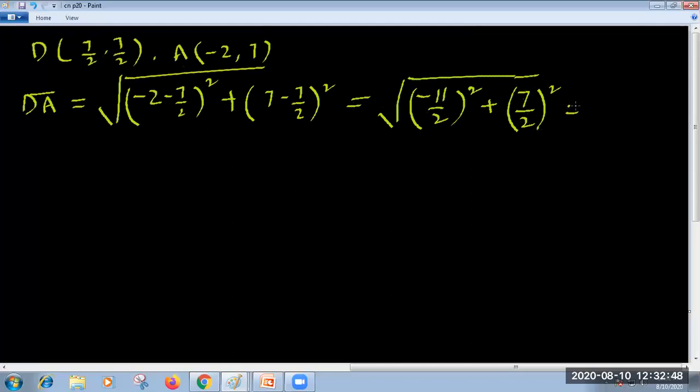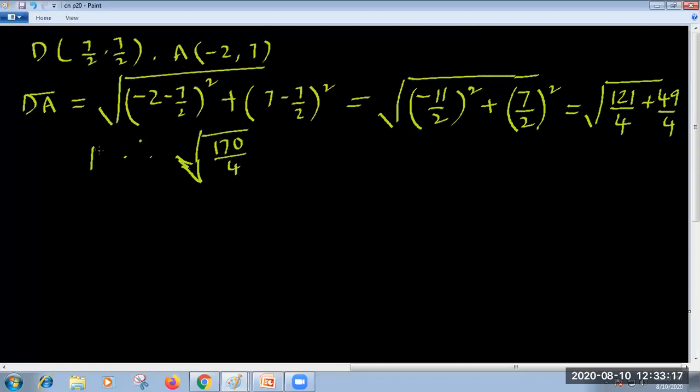So this is equal to 121 by 4 plus 49 by 4. So that is equal to 170 by 4. DA is also equal to 170 by 4. All four sides are equal.